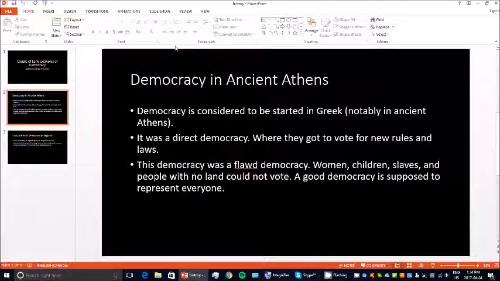This is because it didn't equally represent everyone. Women, children, slaves, and people with no land were not allowed to vote. A good democracy today would be one that represents everyone. So that's why they had a flawed democracy.